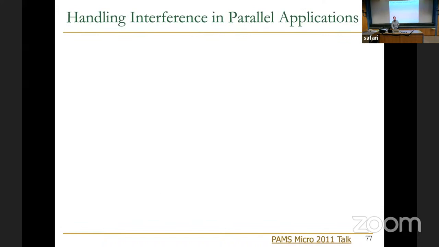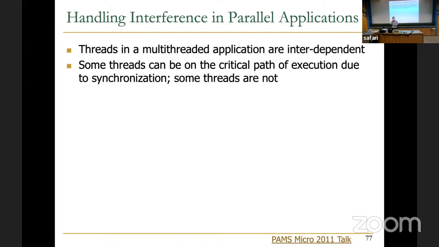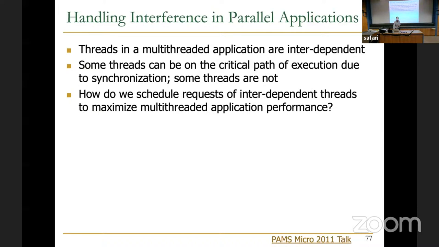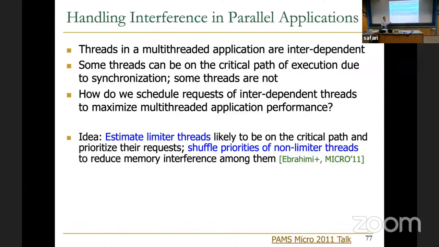I will very quickly describe a method, but we'll talk more about this, as I said. I already said that some threads can be on the critical path of execution, some others are not. The question is, how do we schedule requests of interdependent threads to maximize multi-threaded application performance? And the idea here is, as I said, it requires some cooperation between software and hardware. You need to estimate the limiter threads that are likely to be on the critical path and prioritize their requests, basically. So how is it done? We're going to discuss that later. Assume that it's done somehow with hardware-software cooperation. But you can imagine ways of doing this, right?